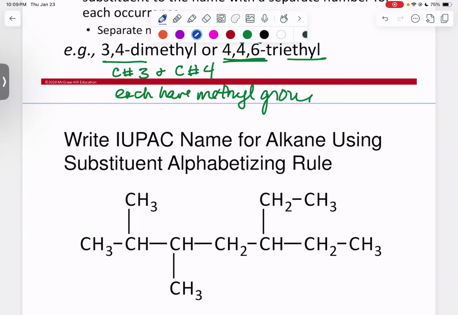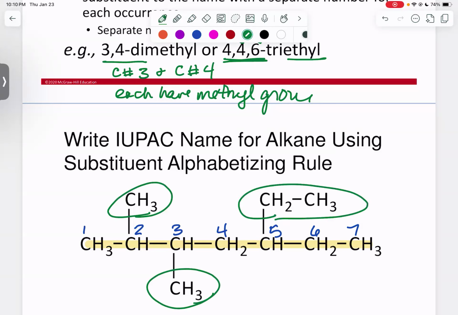So what you should have come up with is, here is our parent chain right here. And then you should have come up with numbering it in this direction, 1, 2, 3, 4, 5, 6, 7. And then you have methyl groups and an ethyl. So this is a methyl at 2, this is a methyl at 3, this is an ethyl at 5.